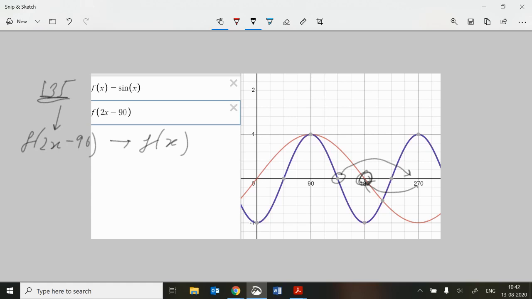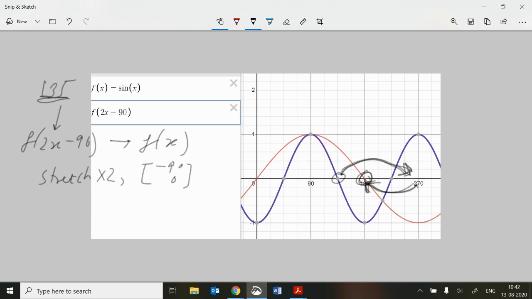Okay, so how did we get that? Well, we doubled the distance and then we went back by 90 degrees. So if we want to take any point on the purple graph, we need to say, well, this is a stretch of factor 2 in the x direction, followed by a translation of 90 backwards. So going backwards 90. That's taking all of the purple points and plotting them onto the red points.